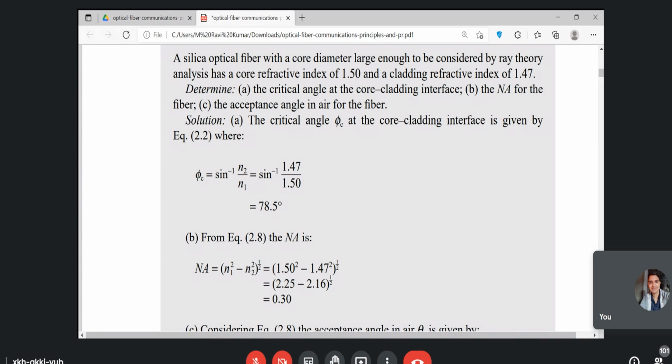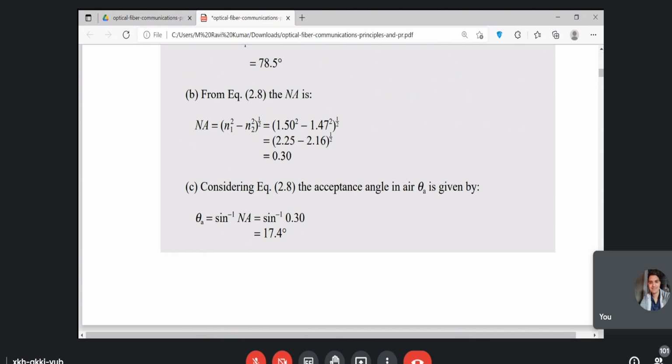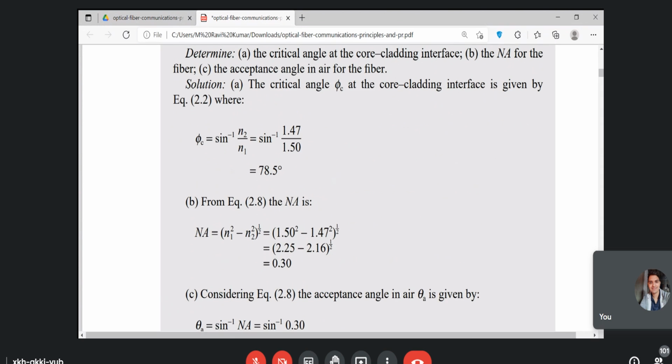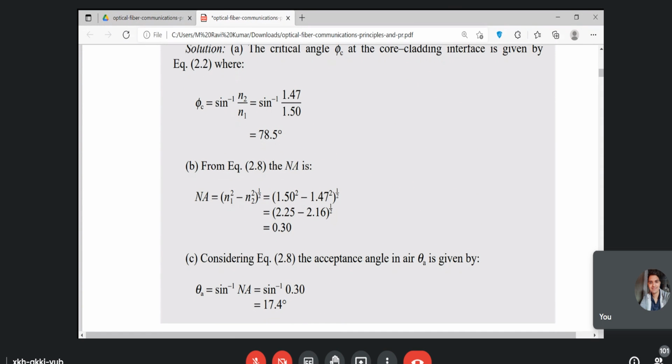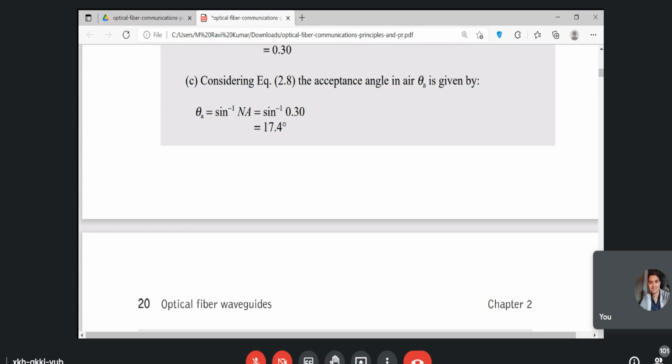So just let me scroll through what we have here. This is a simple example. Given the parameters, you can find out what is the half acceptance cone, what is the numerical aperture, and what is the critical angle at the core cladding interface.